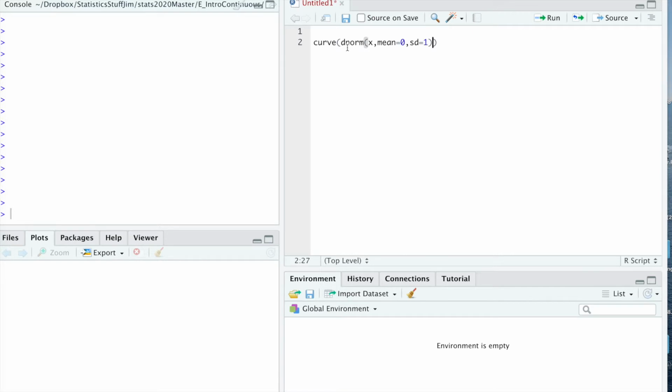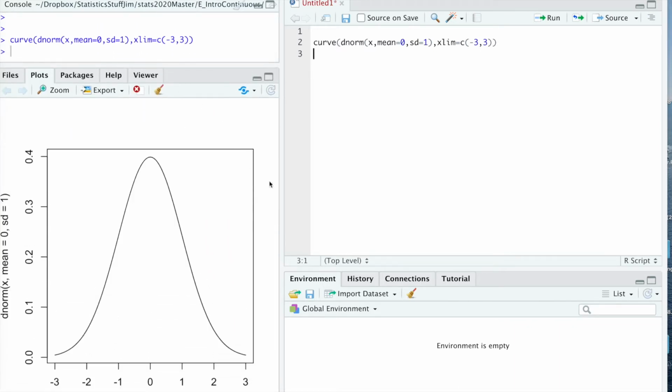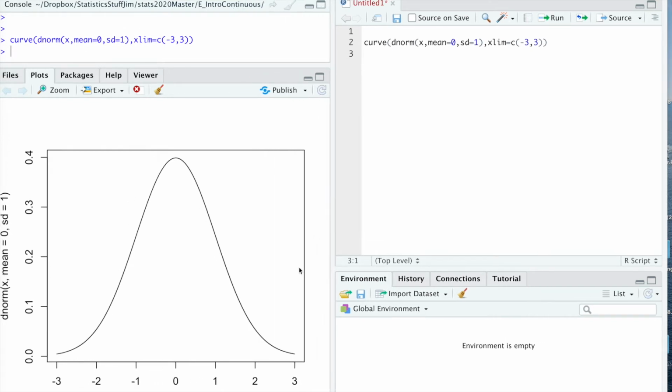And since I want to take a look at what this distribution looks like, I'm going to go ahead and say xlim equals c(-3, 3), from -3 to 3. And so I'll go ahead and I'll plot that, and let's take a look at it. And there is our friend, the normal distribution.